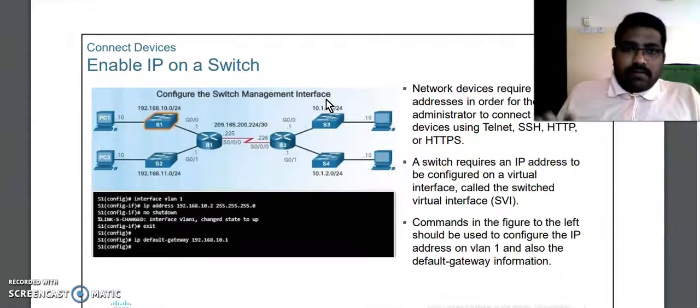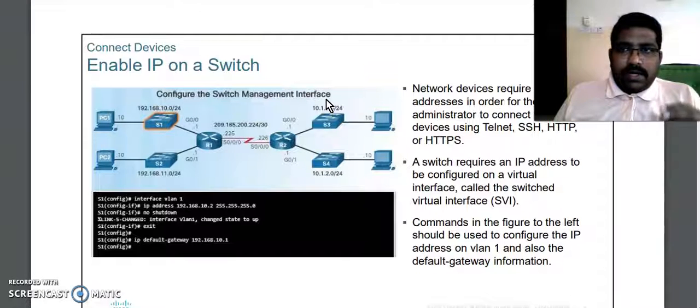Next, if you want to configure the switch remotely, you definitely have to configure the SVI. A switch requires an IP address to be configured on a virtual interface. This is called a switch virtual interface. You have to configure the IP address for the default VLAN. You know the default VLAN is VLAN 1. You have to configure the IP address for VLAN 1.